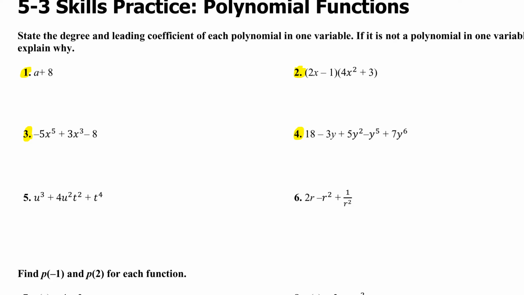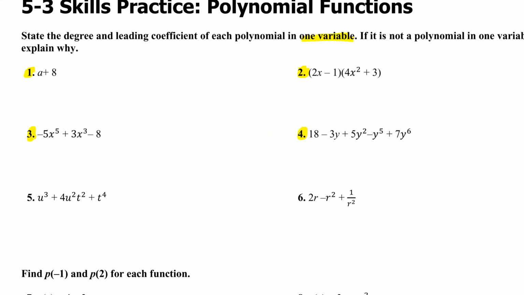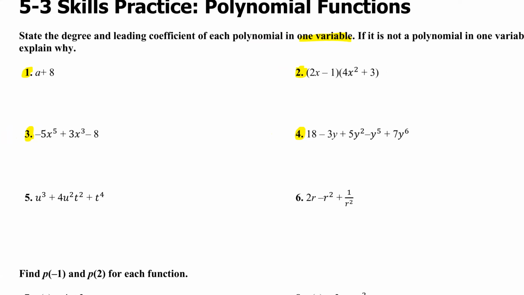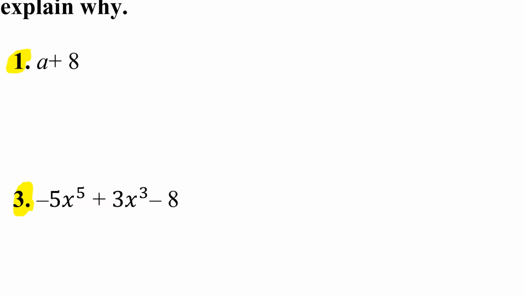So, for these 4 problems, we're trying to state the degree and the leading coefficient of each polynomial in one variable. If it's not in one variable, you have to explain why. So, leading coefficient and degree. We're just going to go around the room and go through. Okay, we are going to start with Miranda.